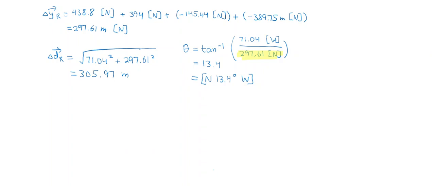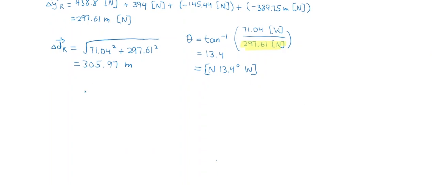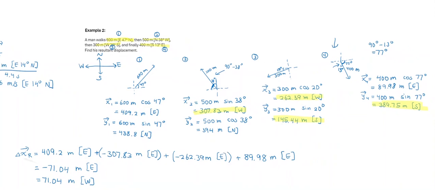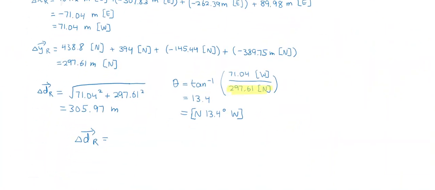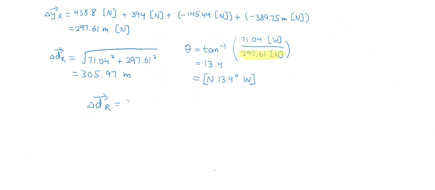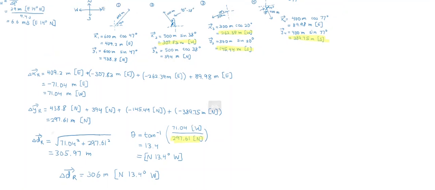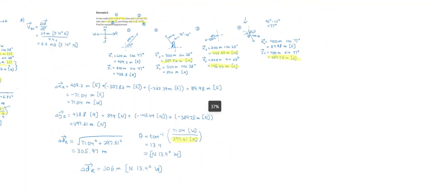And then finally, we can just say resultant displacement is, how many sig figs do we need? 3. So I'll do 306 meters north, 13.4 degrees west. And that's the entire question done.